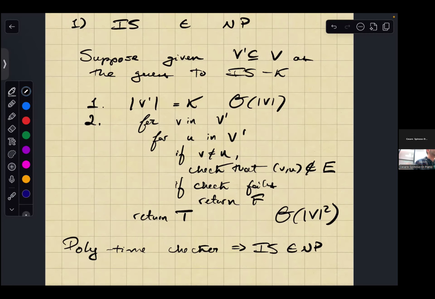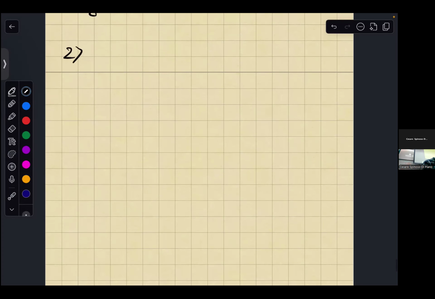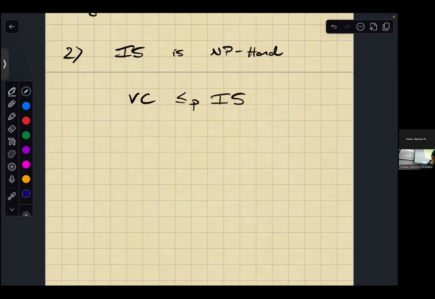Let's move on to the slightly more challenging part. I need to show that now the independent set problem is NP hard. And to do this, what I need to do is reduce it from a known NP hard problem. And that's why I introduced the vertex cover problem at the beginning, because I'm going to reduce the vertex cover problem to the independent set problem.